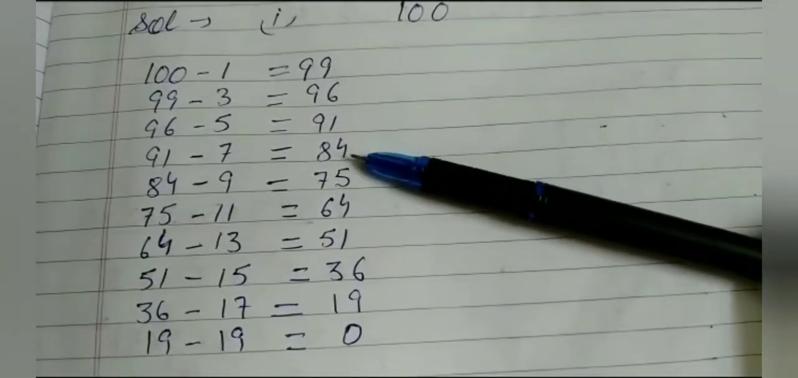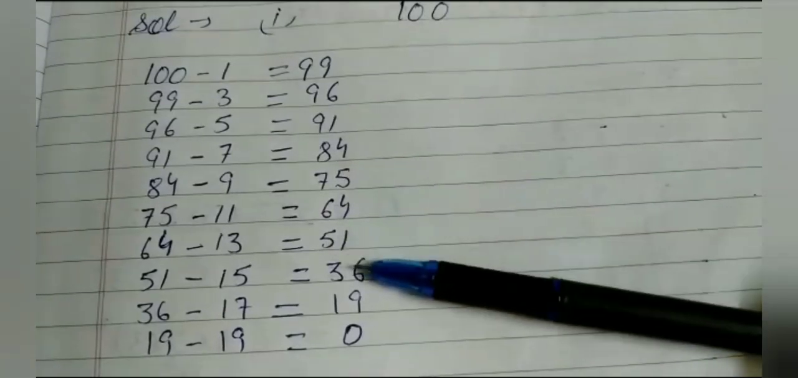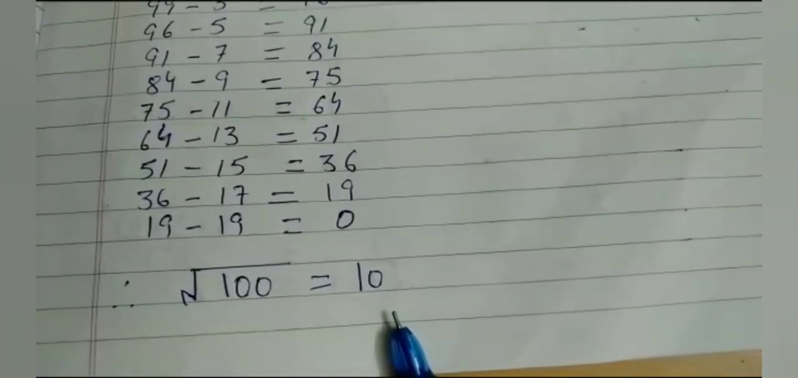We have subtracted only odd numbers starting from 1 and obtained 0 in 10 steps. Count the steps: 1, 2, 3, 4, 5, 6, 7, 8, 9, 10. There are 10 steps. So we write square root of 100 is 10. Clear? Square root of 100 will be 10.